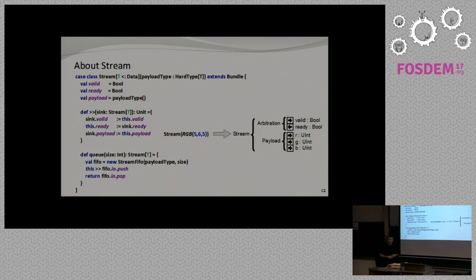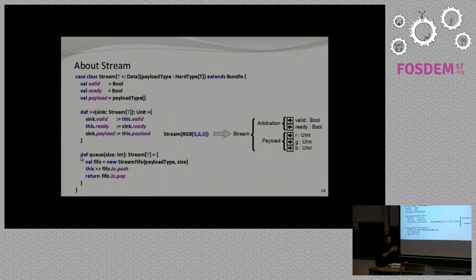But here you can really do what you want. For example, you can define a queue function, which takes as a parameter how big you want the queue to be. Then this function will create, for example, a new FIFO internally, a new component, and then it will connect the stream you are coding it on to the push port of this FIFO, and this function will return the output port of this FIFO. So it is really simple.